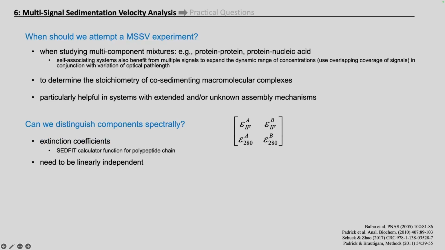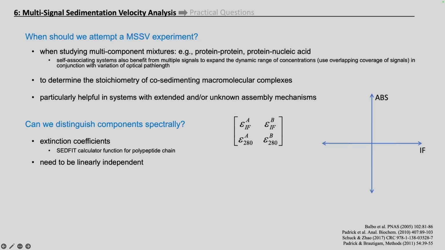The key are the extinction coefficients of all components at the signals we are planning to acquire. It is useful to arrange them in a matrix like this. Here, for example, we assume that we have two proteins A and B, and we are planning to acquire interference data and absorbance at 280 nanometers. If there is no significant modification to the protein, then we can predict both refractive index increments and the extinction coefficients in absorbance from the amino acid composition.